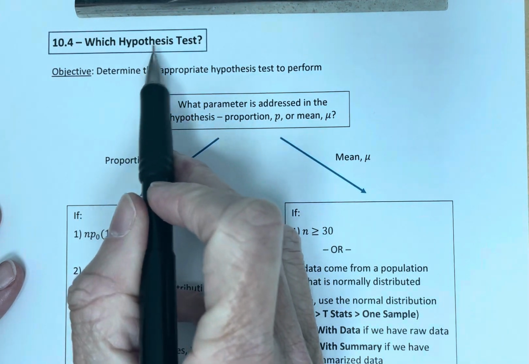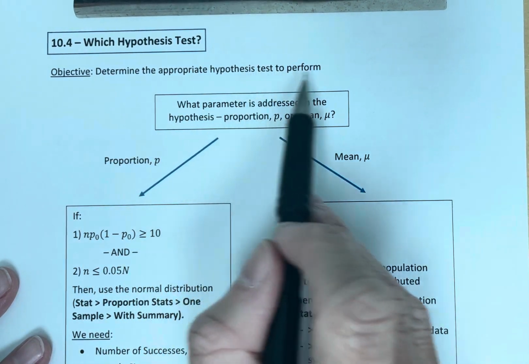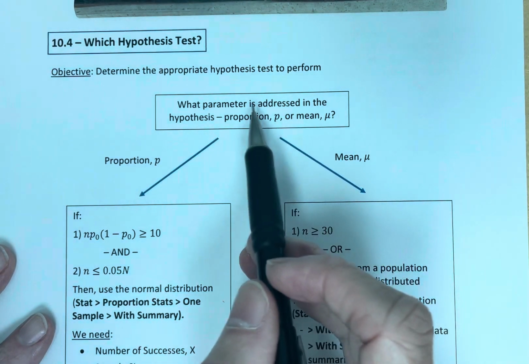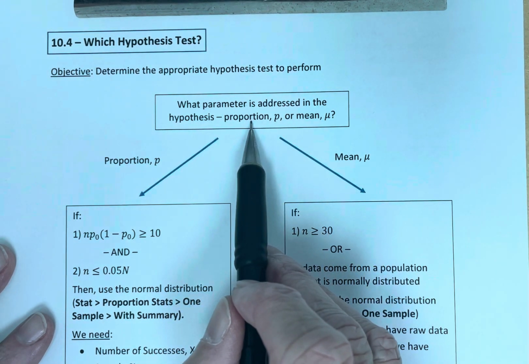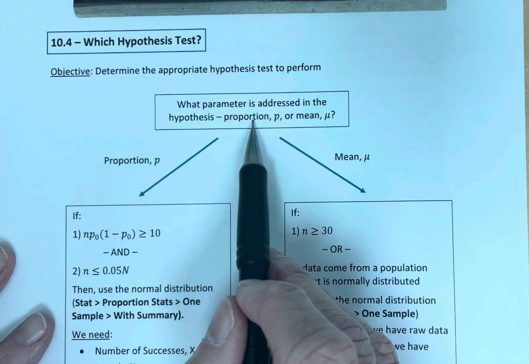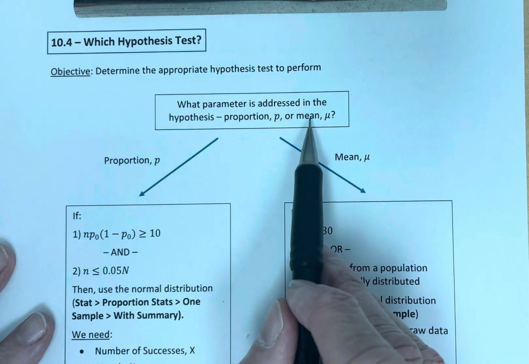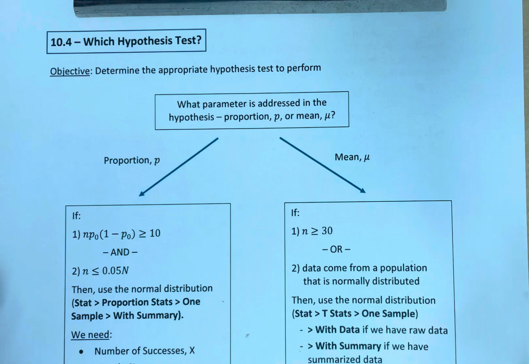Which hypothesis test? Our objective: determine the appropriate hypothesis test to perform. Well, it's all going to boil down to which parameter is addressed in the hypothesis. Are we talking about the proportion, in which case we're dealing with qualitative data, yes, no, approve, disapprove, and that type of thing? Proportion, the population parameter, of course, is p. Or are we talking about the mean, which deals with quantitative data? The population mean, of course, is mu.